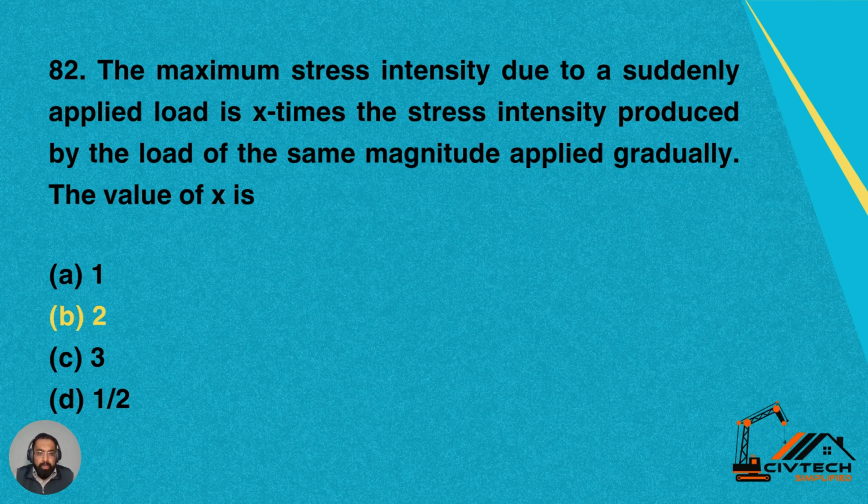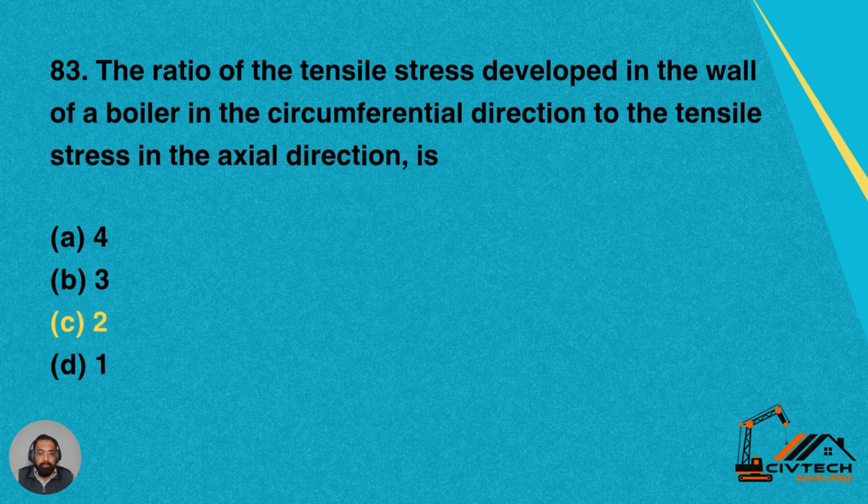So it will be 2. The value of x is 2. B is the correct answer. The maximum stress intensity due to a suddenly applied load is 2 times the stress intensity produced by the load of the same magnitude applied gradually. So it's twice. B is the correct answer for this question.